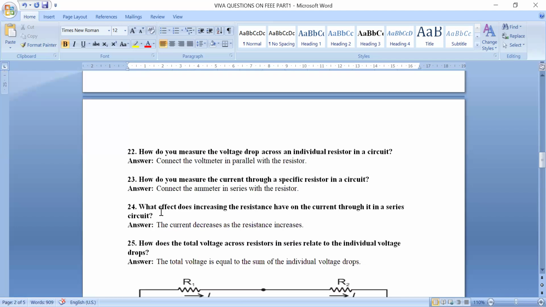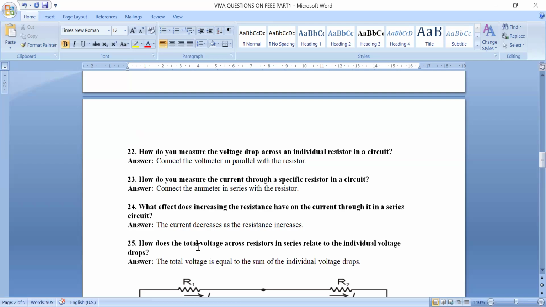What effect does increasing resistance have on the current through it in a series circuit? If you increase the resistance in a circuit, what happens to the current? According to Ohm's law, I is equal to V by R. So if R increases, current decreases, because current is inversely proportional to resistance.